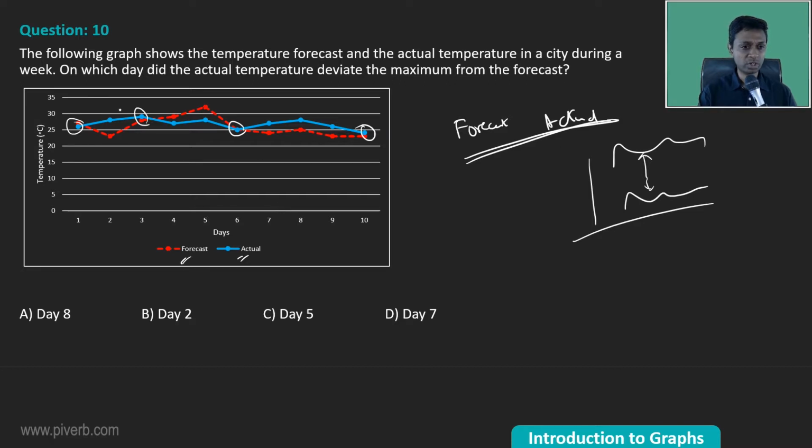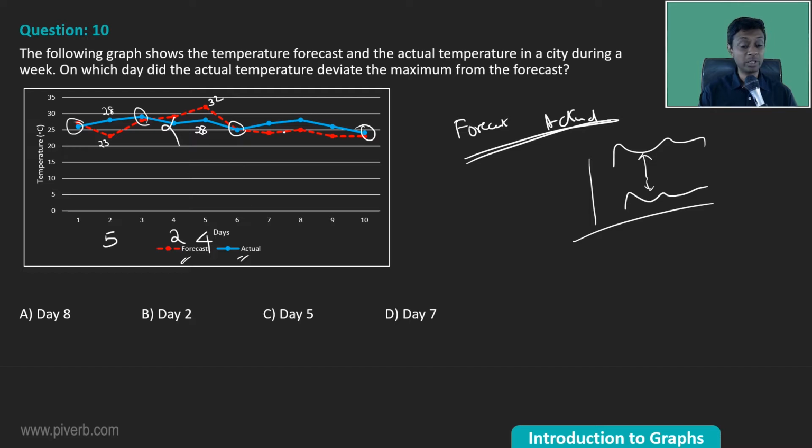Now let's go step by step. This looks like it is 28. Look at it, it is 23. 28 minus 23. Day 2, the difference is 5. Day 4, maybe 29 and 27. The difference is 2. Again close. Here, this is probably 32. This is 28. 32 minus 28 is 4.